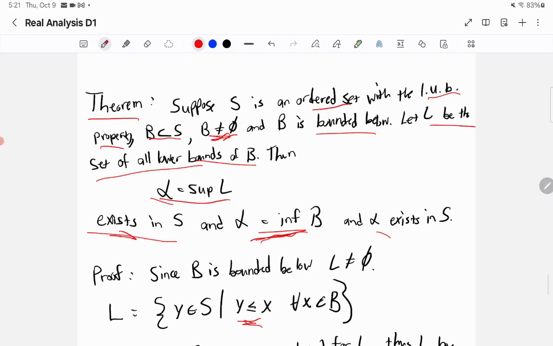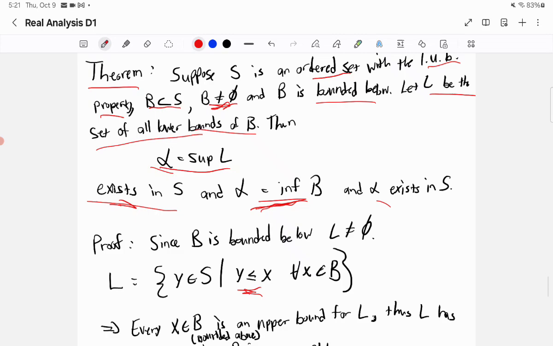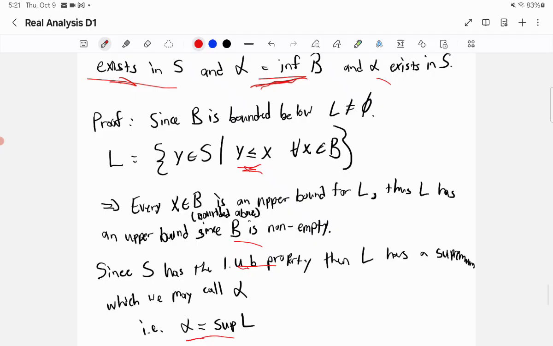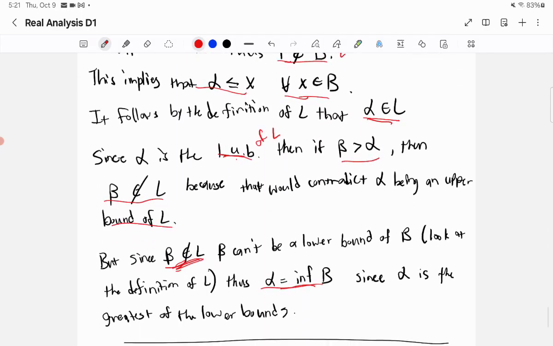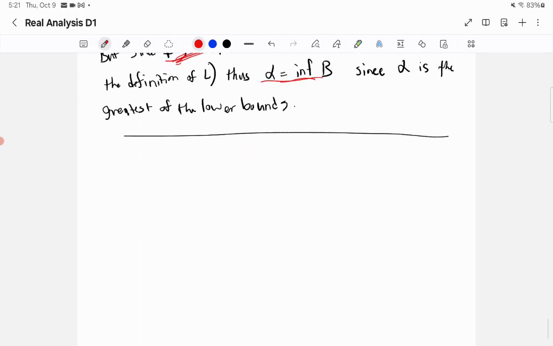If we know that S is an ordered set with the least upper bound property, B is a set that is a subset of S, it's non-empty, and is bounded below, and L is the set of all the lower bounds, it follows that the supremum of L is also the infimum of B. Okay, great. We'll actually be able to use this theorem down the road.